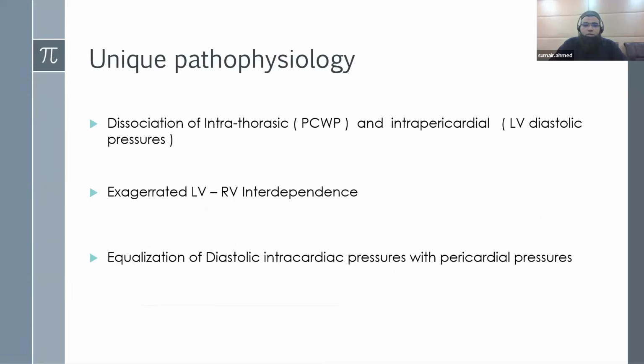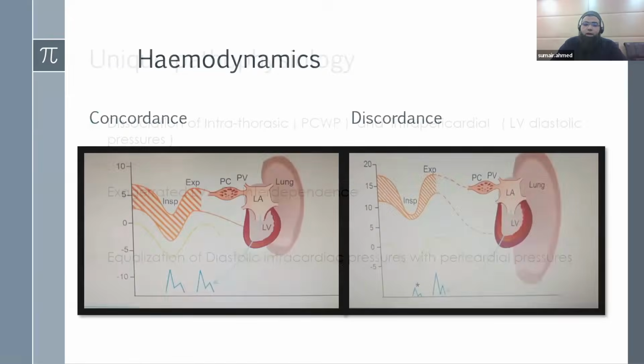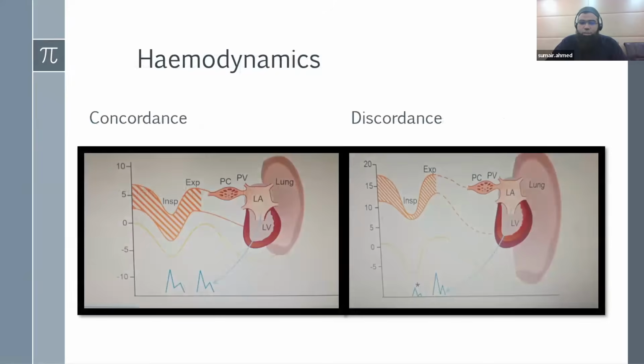I will also discuss the unique pathophysiology: dissociation of the intrathoracic and intrapericardial pressures, exaggerated RV and LV interdependence, and equalization of diastolic intracardiac pressures with the pericardial pressures. So coming to the first point, this is a very important and interesting concept.